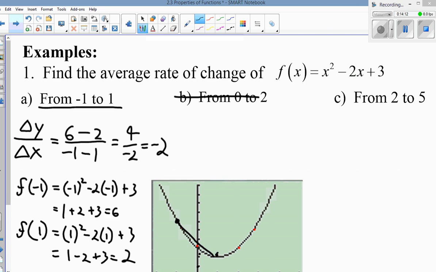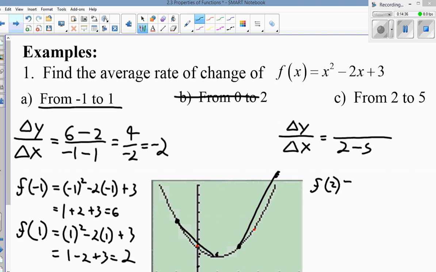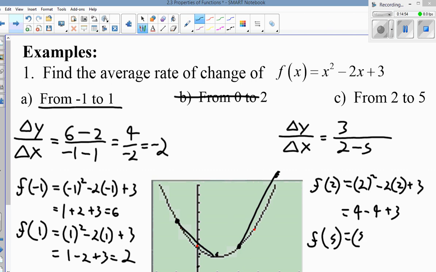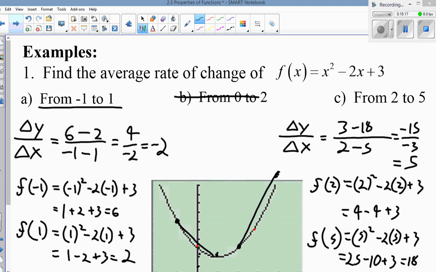So from 2 to 5, what is my average rate of change? I should expect a positive slope. So change in y over change in x. This is always nice because it's just 2 minus 5. Then f of 2, my y at 2, is going to be 2 squared minus 2 times 2 plus 3. I get 4 minus 4 plus 3. I'm at 3. Then I have f of 5 is equal to 5 squared minus 2 times 5 plus 3, which equals 25 minus 10 plus 3, which is 18. So I get negative 15 over negative 3, which is equal to 5. So I got a slope of 5 to that point.